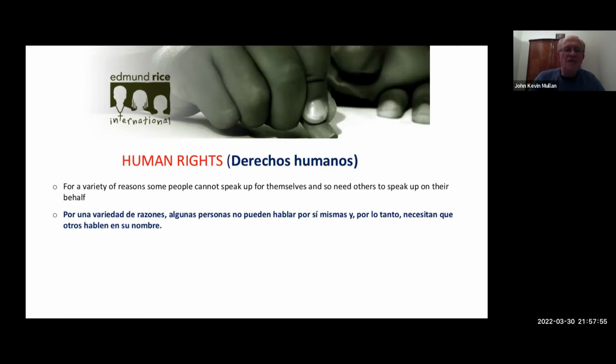Now, for a variety of reasons, some people cannot speak up for themselves, and so they need other people or other groups to speak up on their behalf. That's where advocacy comes in. You can advocate on behalf of yourself, or you can advocate on behalf of other people. If there are people who can't speak up for themselves, then it's up to groups like ERI and other NGOs to speak up for them. If the people let groups know what their issues are, they can speak on behalf of people who haven't yet found their voice.